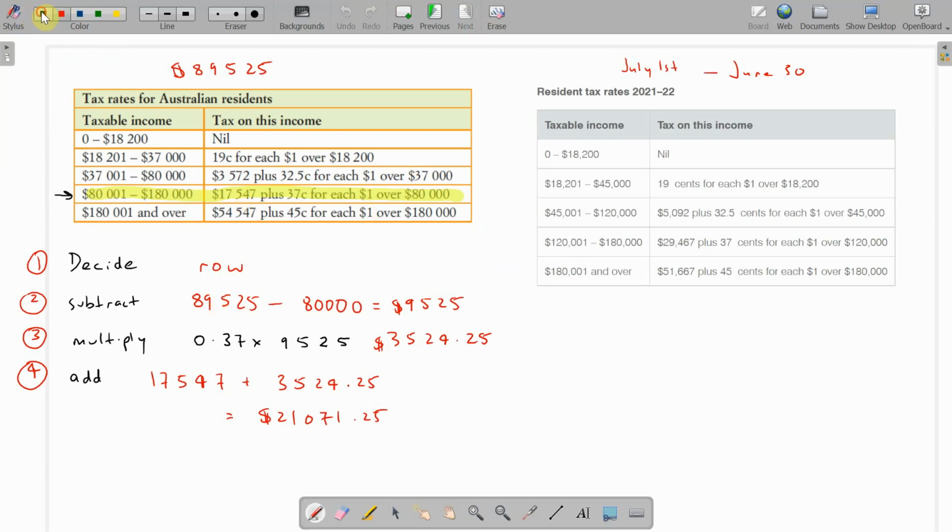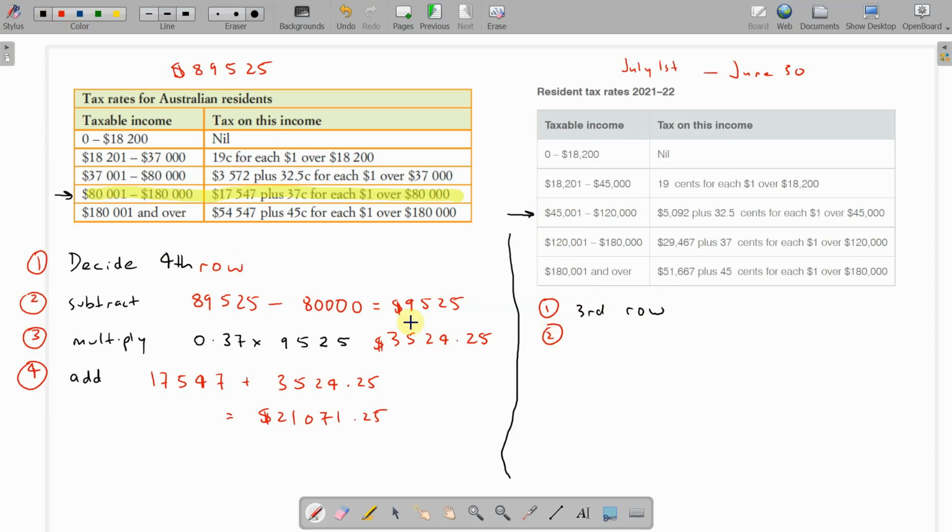Now quickly I'm going to do what it would be if we were doing today's tax. So step 1, decide. Let's have a look. 89,525 is in there. It's more than that and less than that. So that's our decide. Which row? Okay. It's the 3rd row. Back here was the 4th row. This one's the 3rd row. That's our decision done.